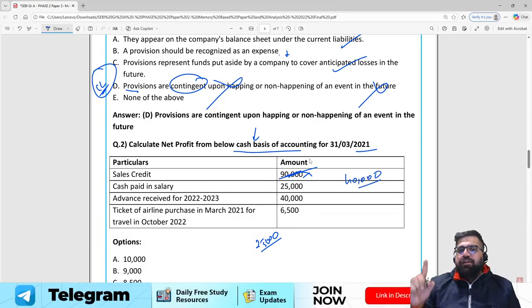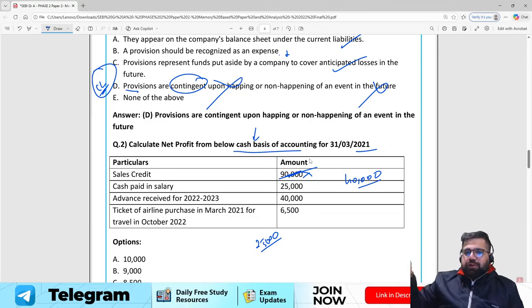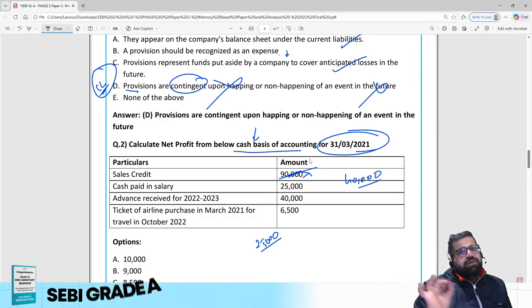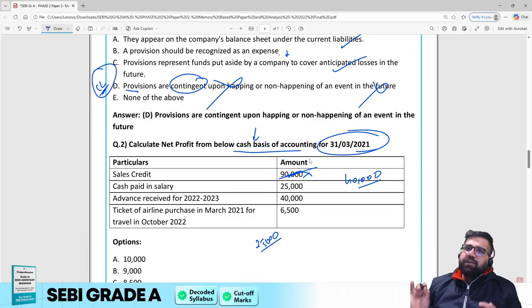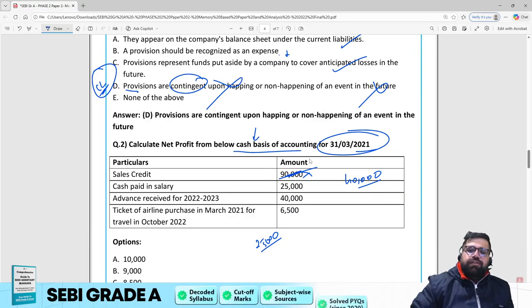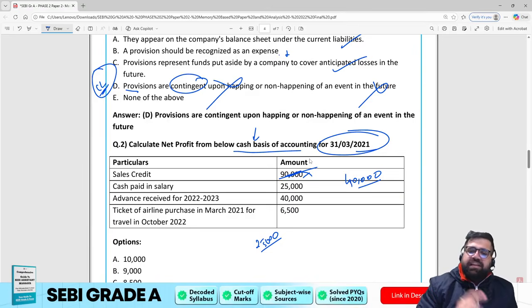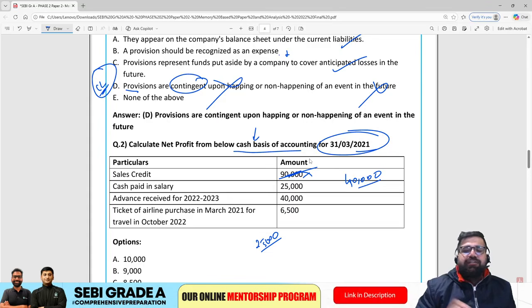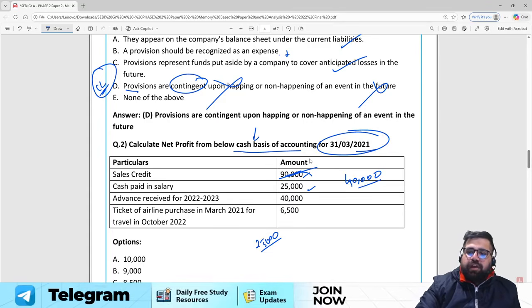Although this advance is for 2022 to 2023, we are making the balance sheet on 31st March 2021, but still we will include it because this is cash basis. Cash basis says what? Whenever you get the money, you will do the accounting. So you have 40,000 received in this particular year based on cash accounting. I will include it.